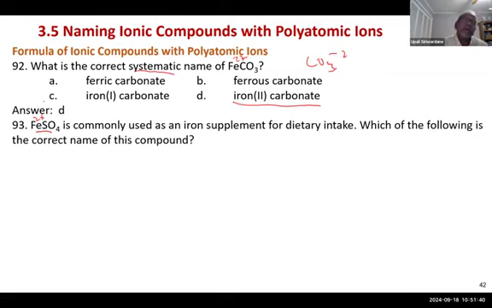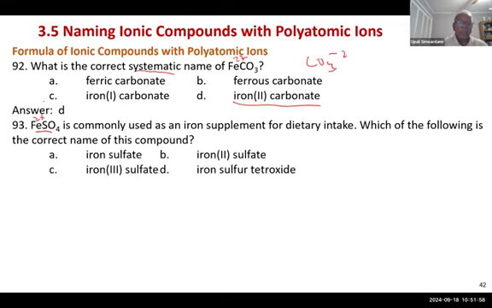Following, this has to be 2 plus. How do I get 2 plus? Sulfate ion is negative 2. Therefore, iron is... it should be iron. They didn't give the common system. Therefore, B is the correct answer.